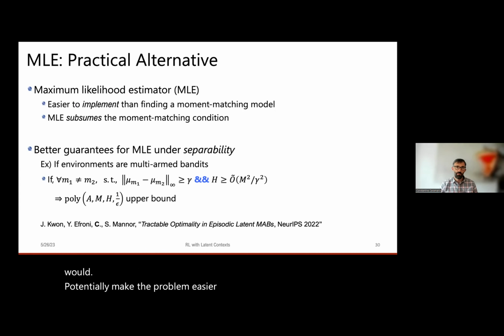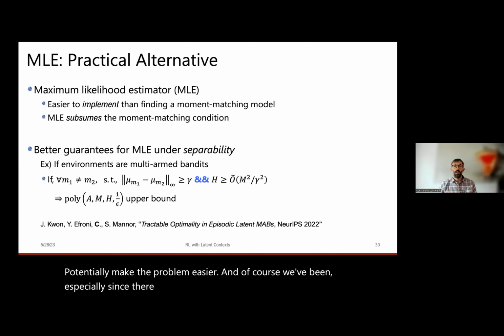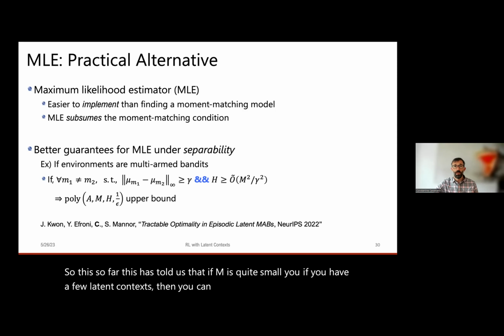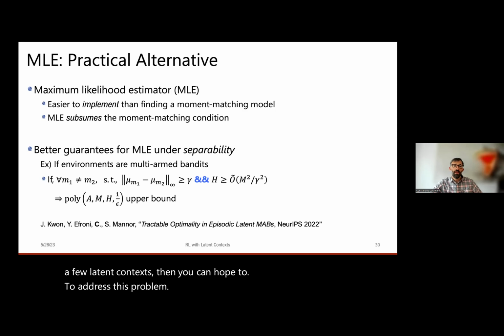And of course, especially since there are lower bounds as well, we've been thinking about what this tells us about what kind of problems we can solve. So far, this has told us that if M is quite small, if you have a few latent contexts, then you can hope to address this problem. We haven't asked anything in terms of the general.